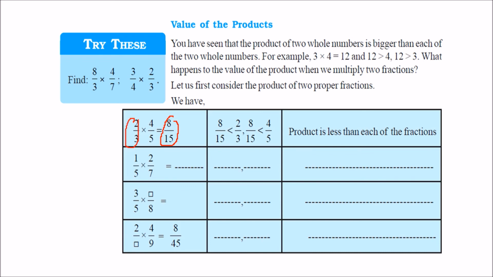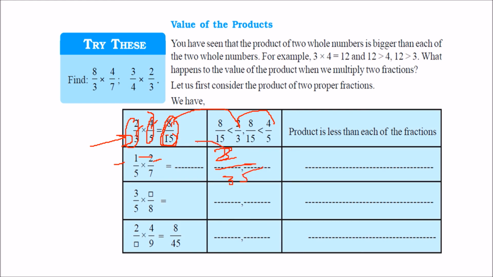So 8 by 15 is less than 2 by 3 and 8 by 15 is less than 4 by 5 also. The question arises why? Because these both are proper fractions. When you multiply two proper fractions, the resulting value will be less than both of these. 1 by 5, 2 by 7, these both are proper fractions. When you multiply, this becomes 2 by 35. 2 by 35 is less than 2 by 7, 2 by 35 is less than 1 by 5.